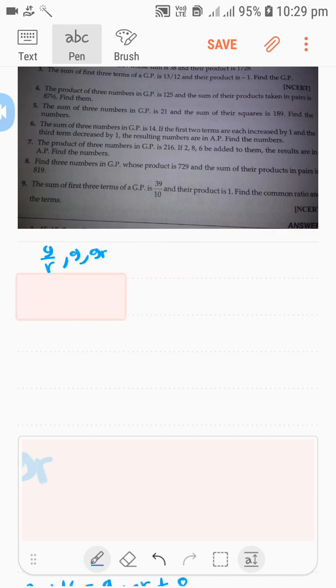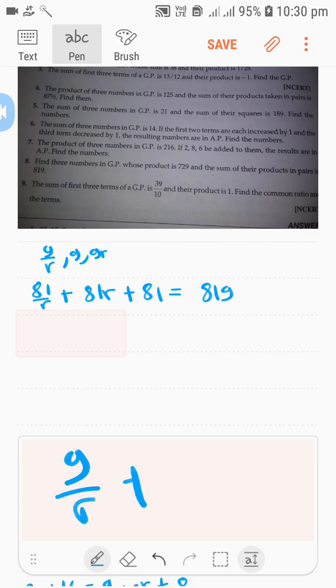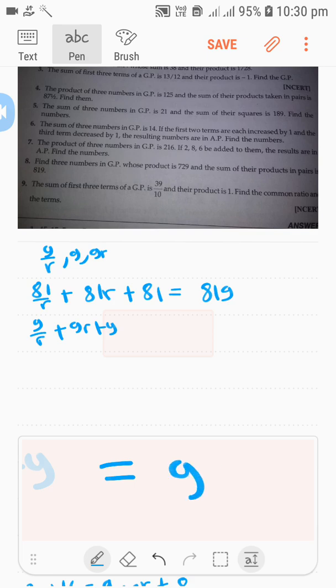So when their product is taken in pairs, you get 9 upon r into 9 is just 81 upon r, plus 9 into 9r is 81r, plus 9r into 9 upon r is just 81, and this is equal to 819. Another thing, 819 is a multiple of 9, so you can cancel out 9 as a factor. So you get 9 upon r plus 9r plus 9 is equal to 91.